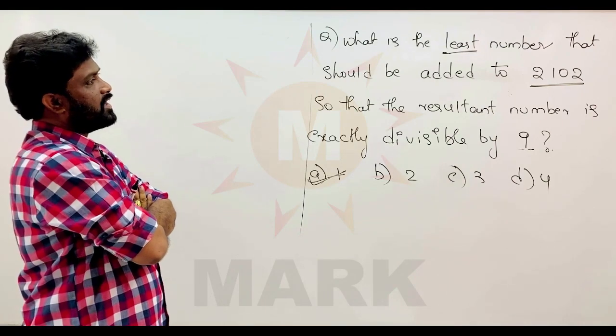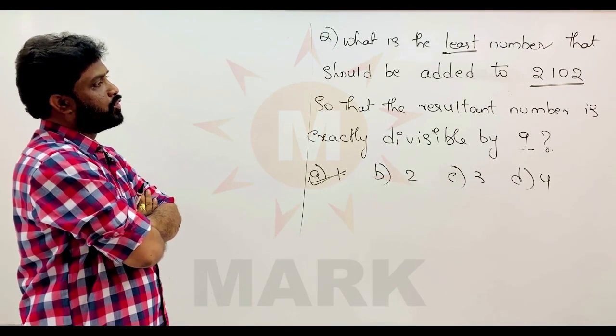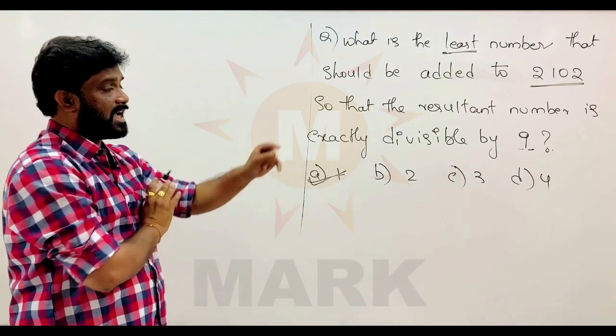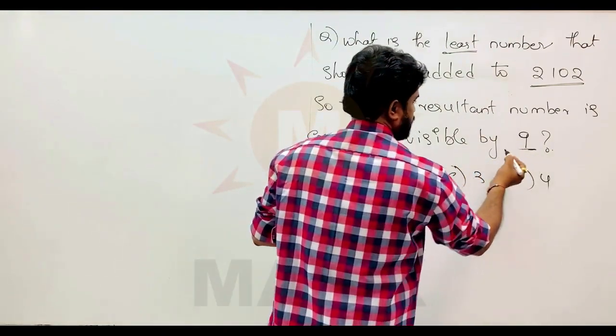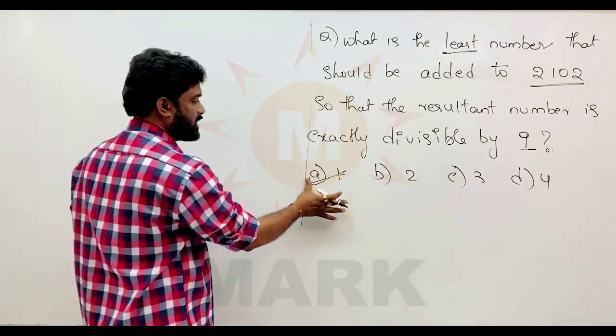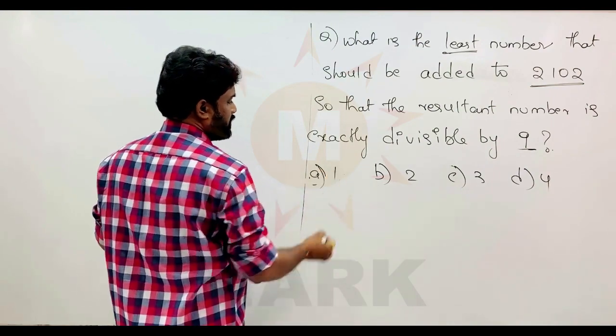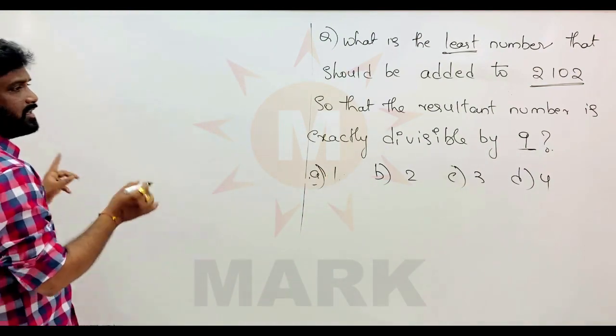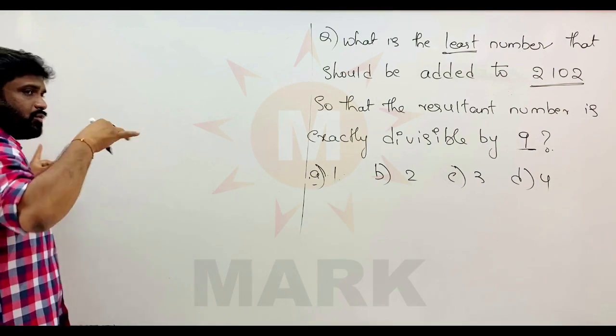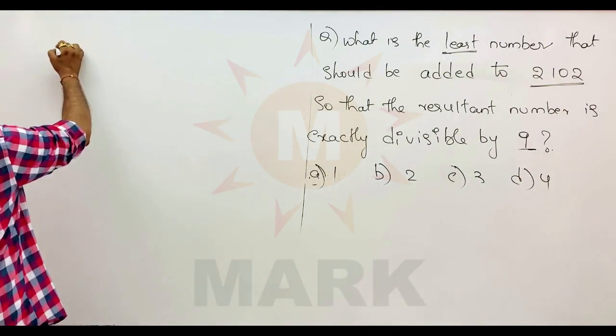Now the question is, what is the least number that should be added to 2102 so that the resultant number is exactly divisible by 9? The logic is the same again, and the same options are given: 1, 2, 3, 4. Let us see, it is a divisibility rule for 9. What is the divisibility rule? Again, two methods are there.